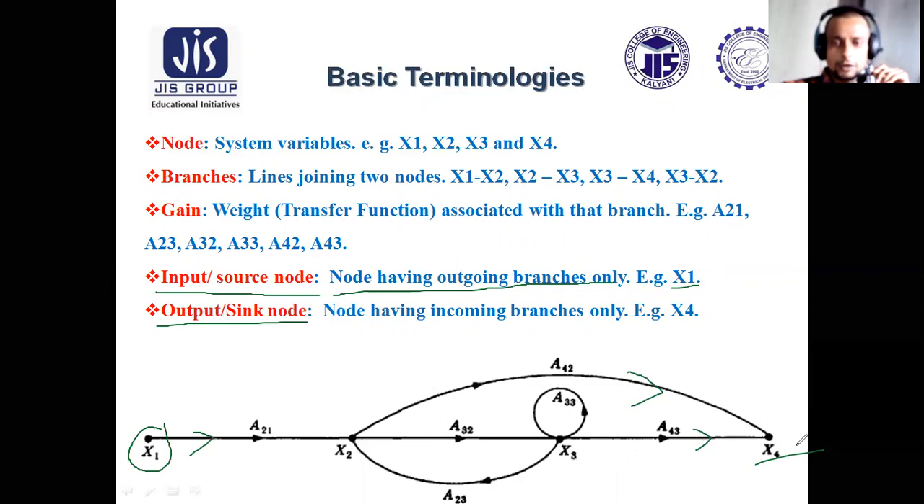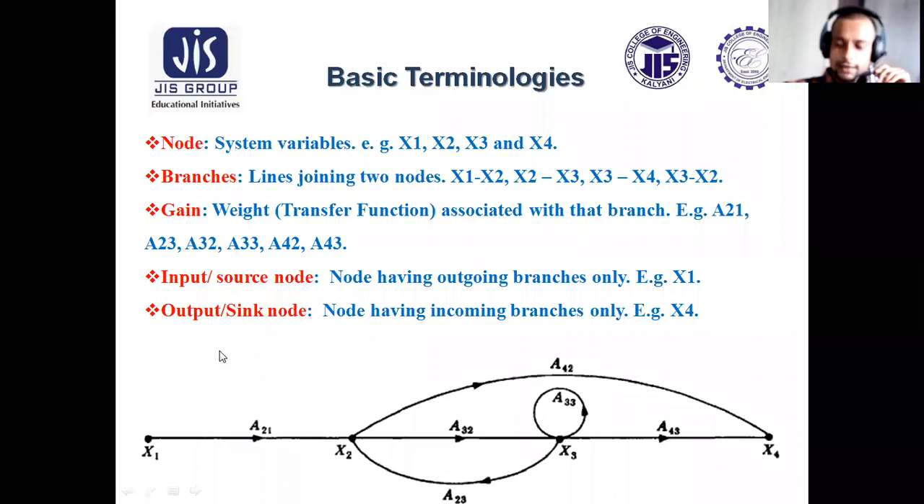It is not producing any branch. So the node which is having only incoming branches is known as output node, such as X4. X4 is having only incoming branches. There is no outgoing branch from X4. That is why it is termed as output node. So what are these X2, X3? It is not mentioned here, but let me tell you, X2 and X3 are termed as intermediate nodes, which are having both incoming and outgoing branches. Clear? Okay. So let us now move to next slide.